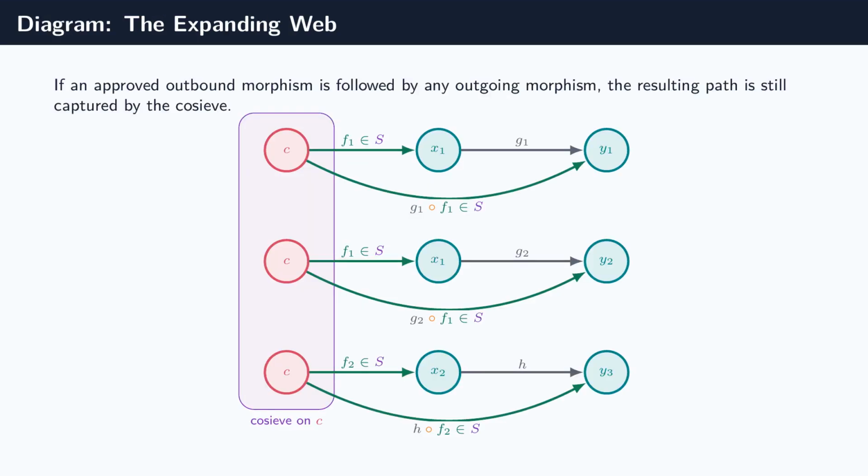The expanding web picture captures the feeling of a cosieve. Once an arrow leaves C through an approved path, every further path that continues from there is also captured. Instead of a funnel into C, we have an expanding network out of C. The collection grows forward along every possible continuation.